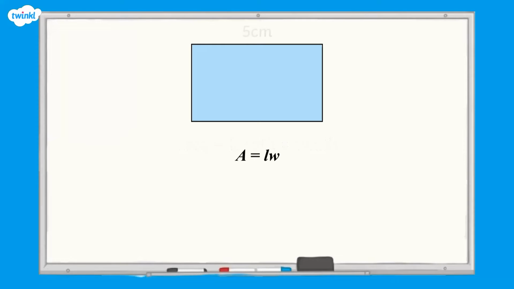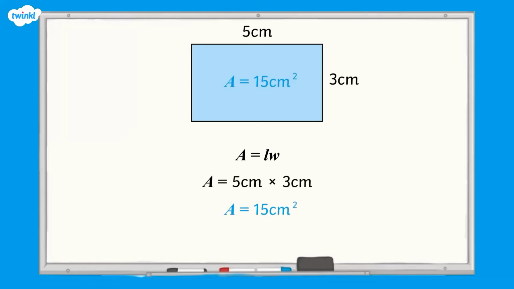If the length is 5 centimetres and the width is 3 centimetres, the area of the rectangle will be 5 multiplied by 3, which equals 15 centimetres squared. Area is measured in units squared, which is represented by the smaller 2 after the units. In this case, centimetres squared.